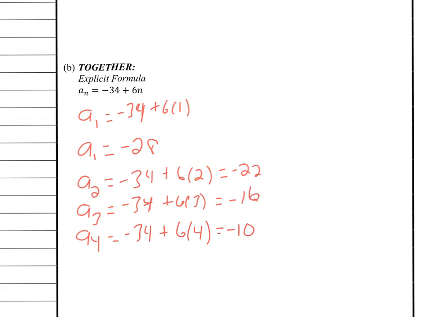Just realizing the 16 didn't really show up. And now we have it. We're done. So negative 28 was first, negative 22, negative 16, negative 10. And there's our answers. Okay, let's do next.